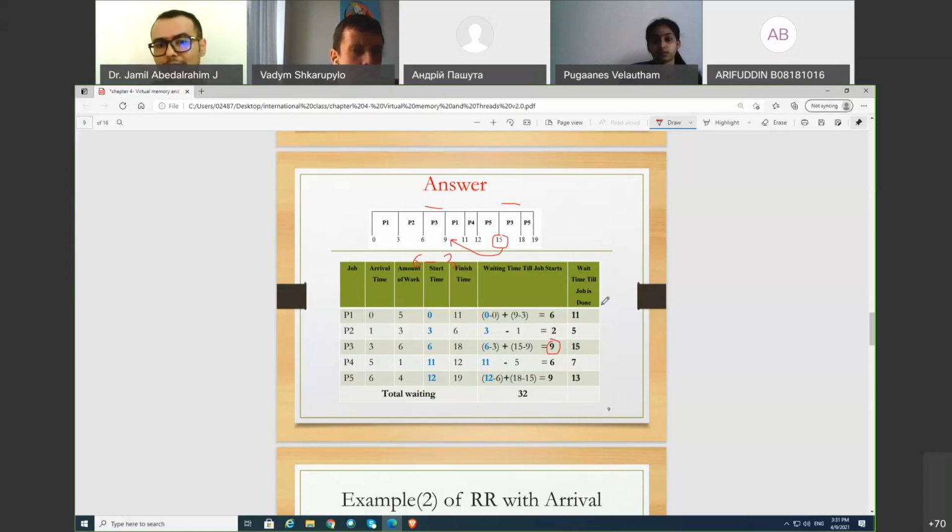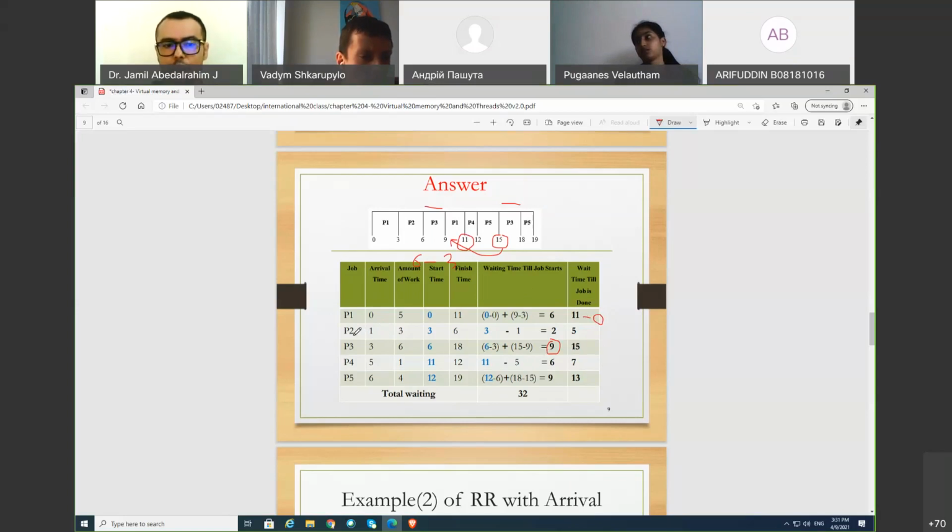The waiting time till job is done is too simple. The formula for waiting time till job is done is the finish time of the process. For P1, where is the finish time? Not 3. The finish time will be 11 here. Minus arrival time 0 will be equal to 11.